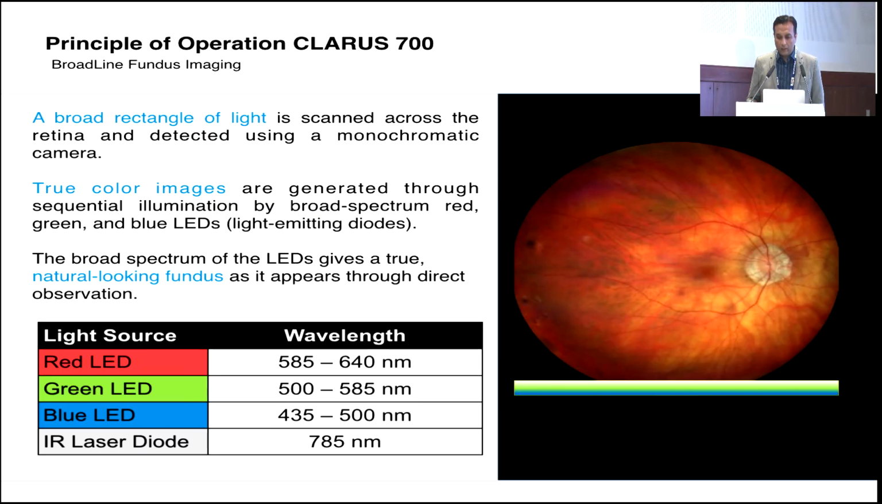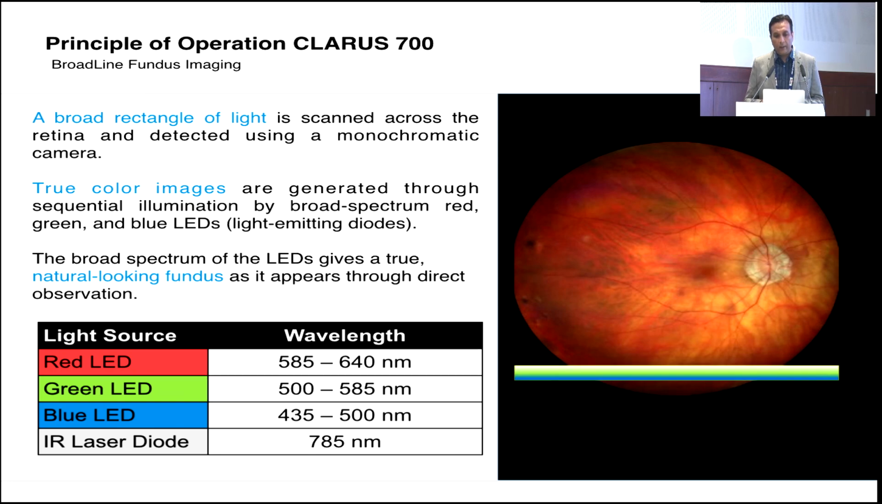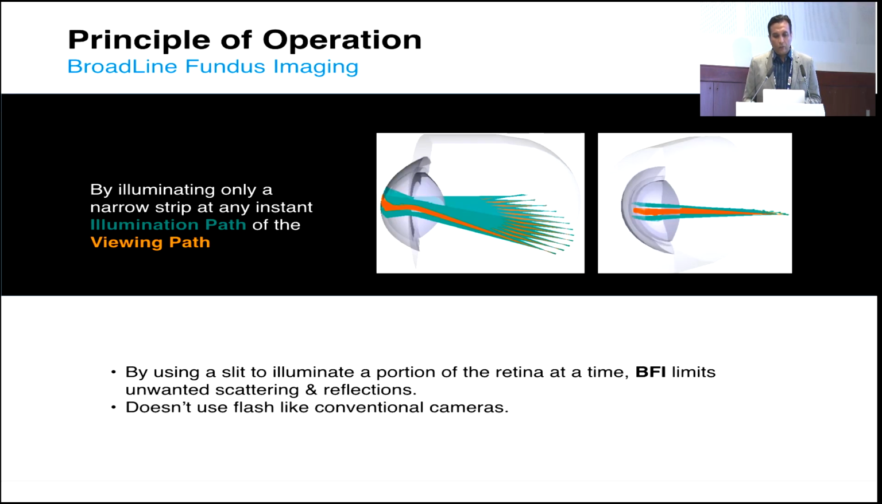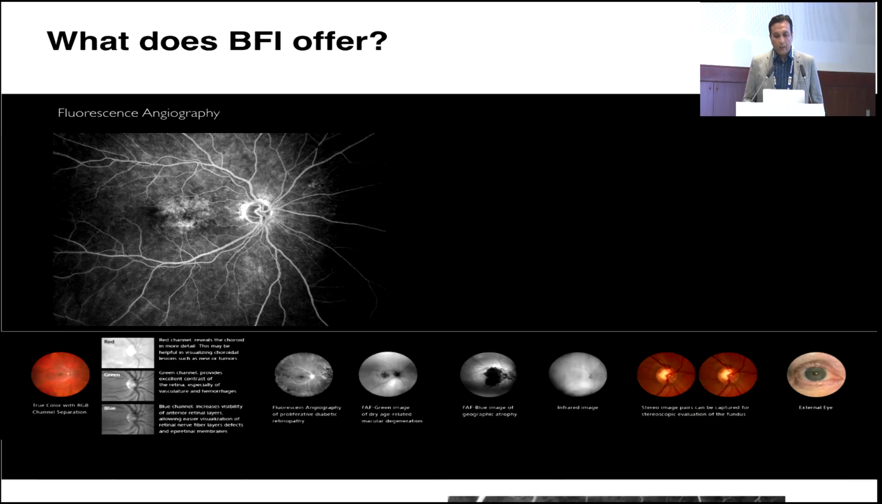So a small slide about the optics. It's a white light, a broad rectangle of light. It is scanned across the retina, and it is detected using a monochromatic camera. There are 3 LEDs, red, green, and blue, and that leads to a true color image. So the concept here is by using a slit to illuminate a portion of the retina, not a flash, the broadline fundus image limits unwanted scattering and reflections as compared to a flash-based camera.